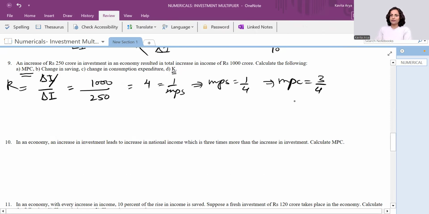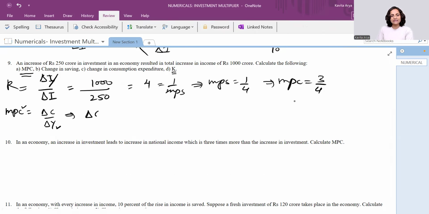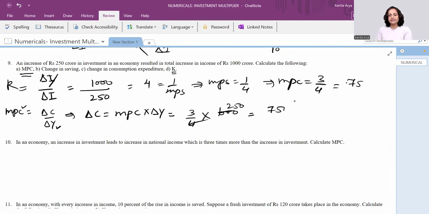Now, second is change in saving, change in consumption, and K. K we have already found. When we talk about change in consumption, we know MPC is equal to delta C by delta Y. Now we have MPC and delta Y, so delta C is equal to MPC into delta Y. MPC is 3 by 4, or you may write 0.75 as well, into delta Y, which is 1000. So that becomes 750. So my answer is rupees 750 crores in this case.